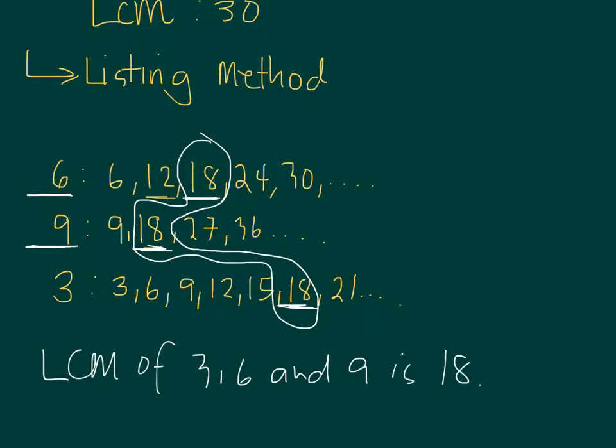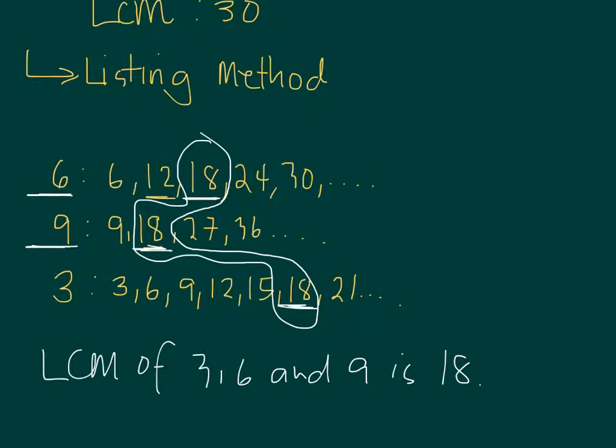So that's how we identify it, even if you have 3 numbers. And we can extend that to 4 numbers, to 5 numbers, and so on and so forth. Okay, now on the second part of this video, I'm going to show you an alternative way of finding the LCM.